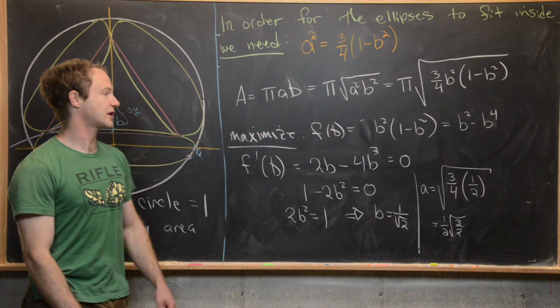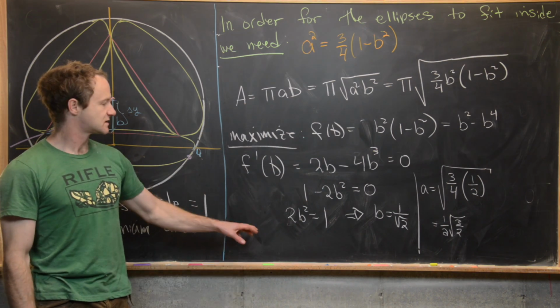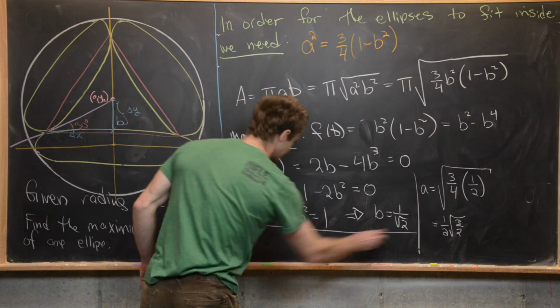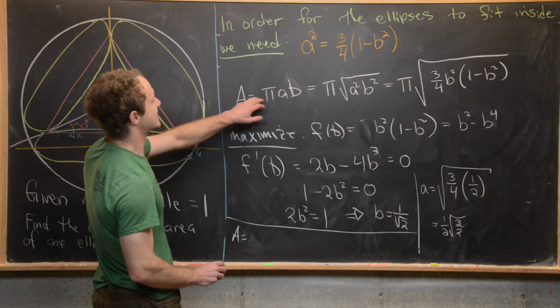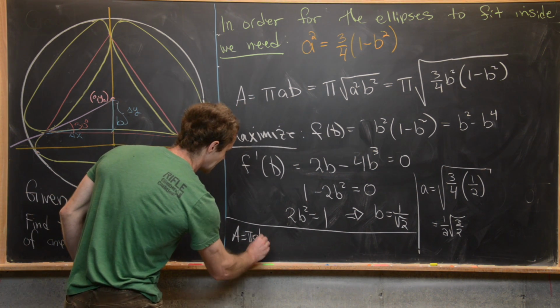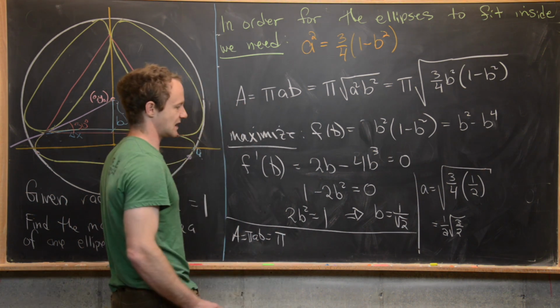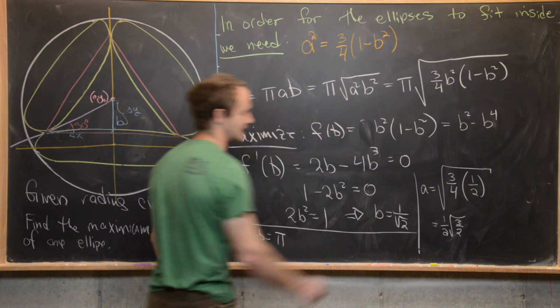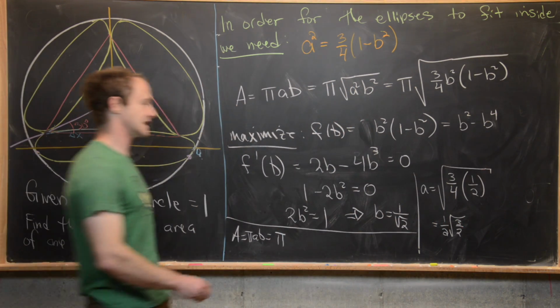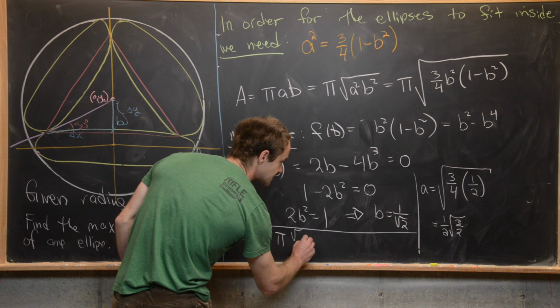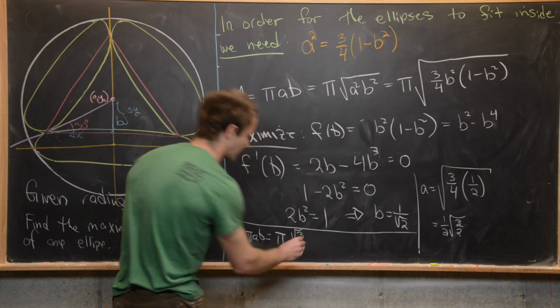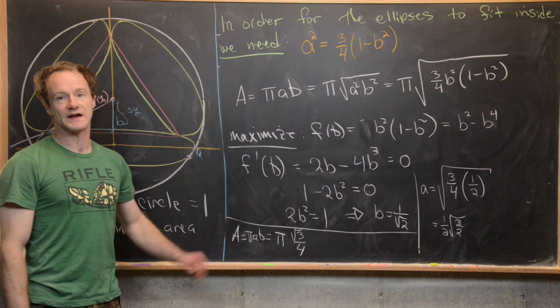Now we just have to calculate that maximum area. So let's see what we get for that. So this area, like we said up here, is going to be equal to pi times a times b. So that's going to be pi times this times this. So let's see, that'll be pi times the square root of 3/4. And that's a good place to stop.